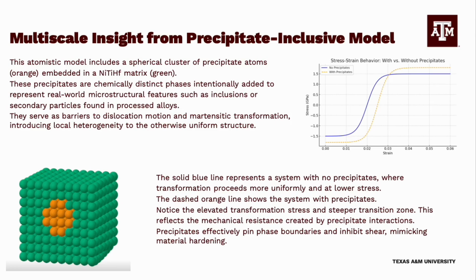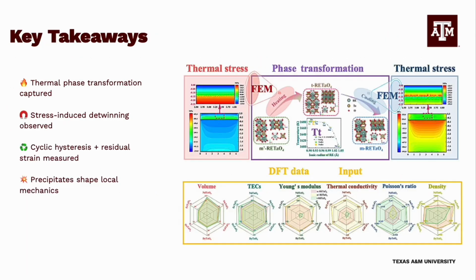The presence of precipitates raises the stress required to initiate transformation and flattens the plateau. This means the transformation is less cooperative. The material needs more energy to reorient its internal structure. This result demonstrates how microstructural features, even at the nanometer scale, play a major role in determining macroscopic behavior. It also reinforces the need for multi-scale modeling when designing materials for reliability and performance in real-world conditions.